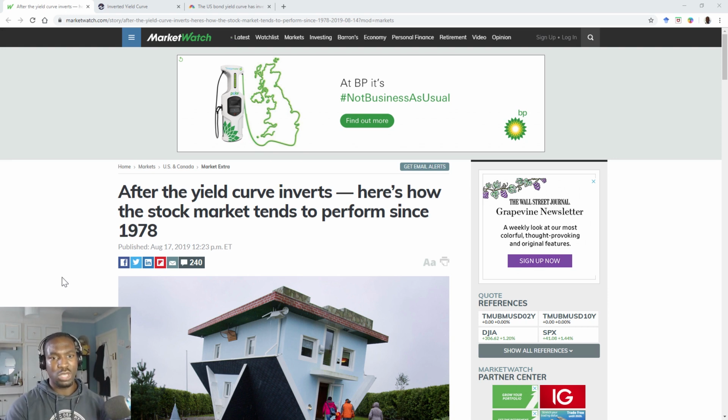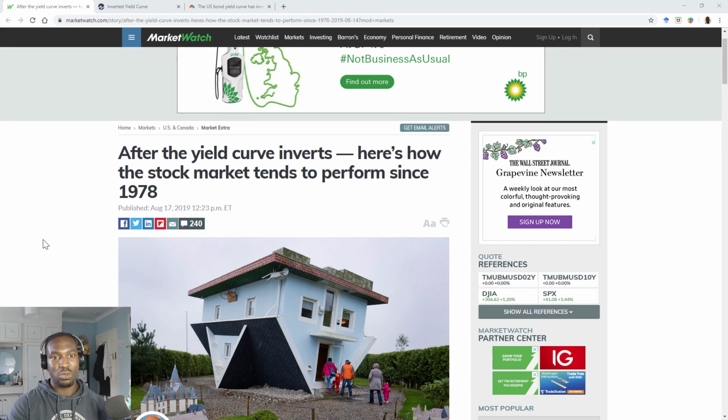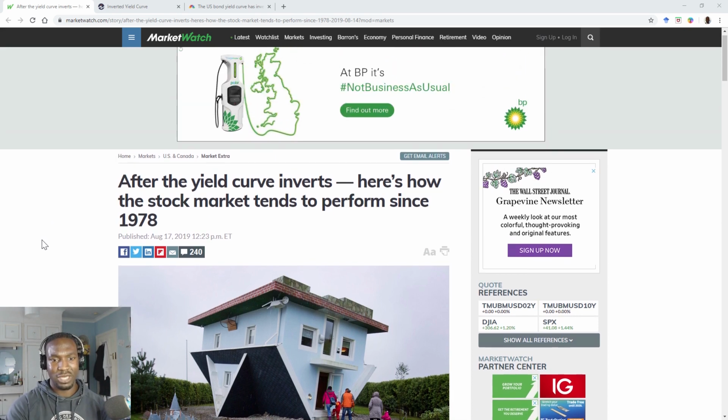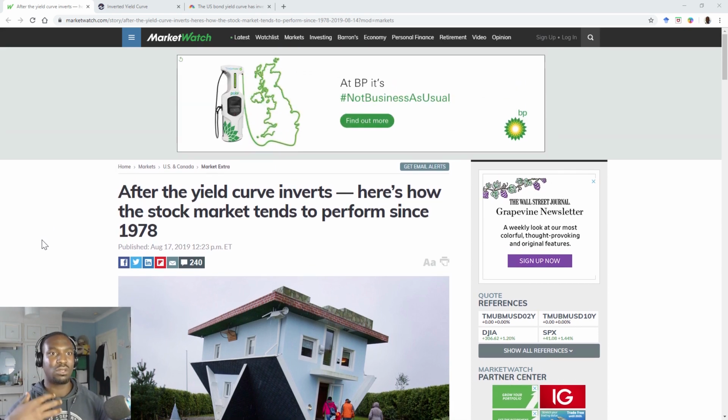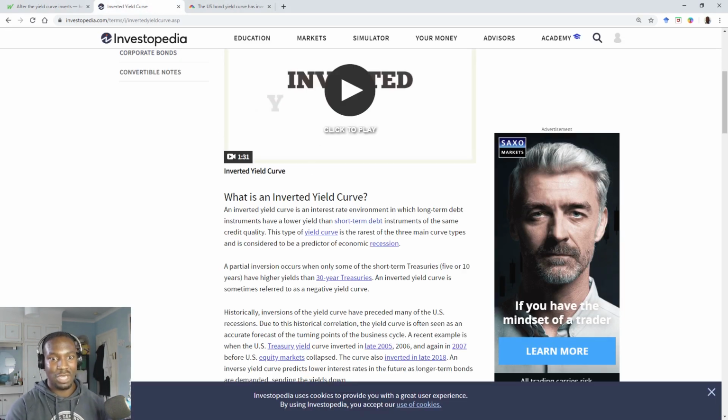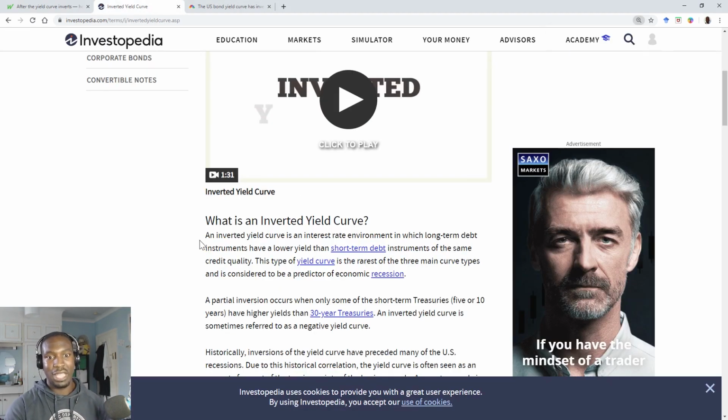So I saw this article and it was talking about how the stock markets are affected by the inverted yield curve. But before I go into the inverted yield curve, I think you need a definition, and if I just give it off the top of my head, I'll probably butcher it. So I'm going to go to the trusted Investopedia. Now, an inverted yield curve is an interest rate environment in which long-term debt instruments have a lower yield than short-term debt instruments of the same credit quality.